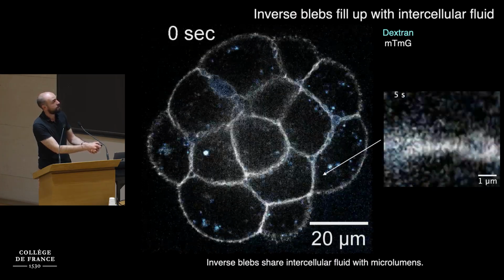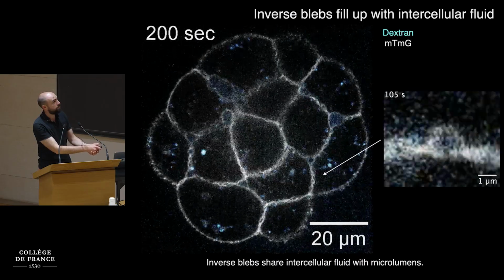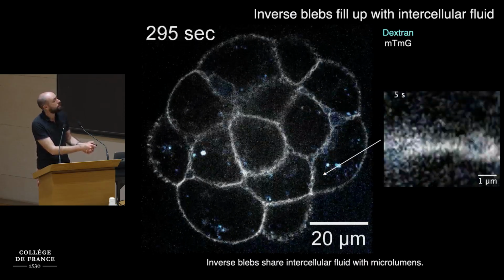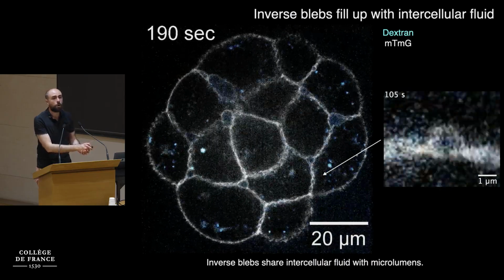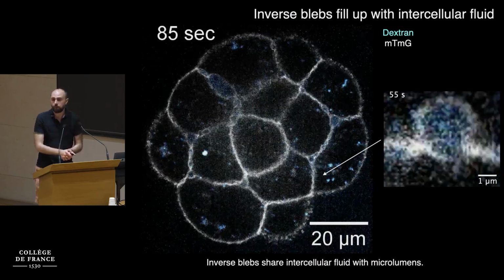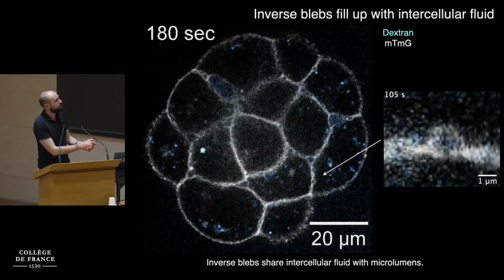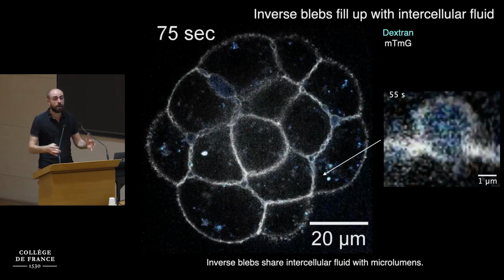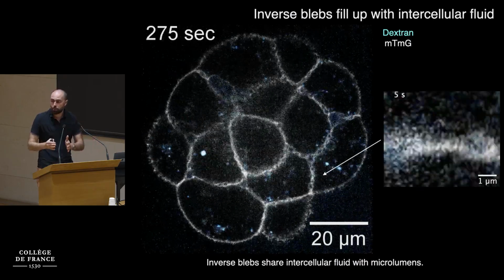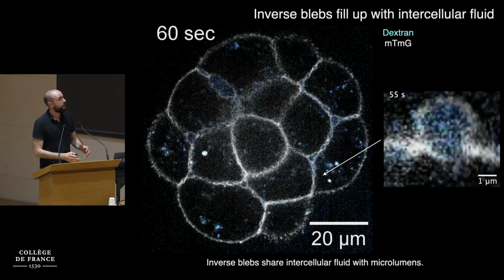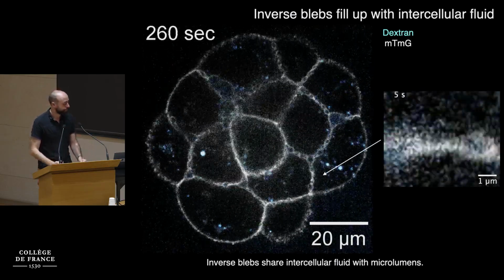Within a few seconds, it inflates, it fills up with the fluid, and then it retracts and pushes the fluid back into the system. So what we see is that we now have not one type of fluid pocket, we have two types of fluid pockets. We have the stable microlumens, which stay stable on a timescale of hours, and we have those very short, transient inverse blebs, which grow and shrink and share the same fluid.